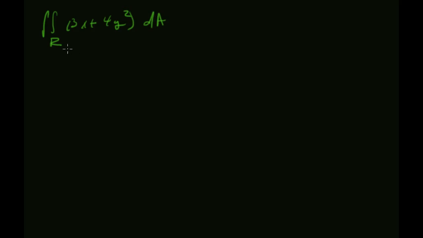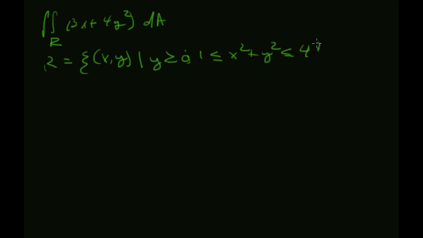Then we're going to let R be the set of (x, y) such that y is greater than or equal to 0, and 1 is less than or equal to x squared plus y squared is less than or equal to 4.